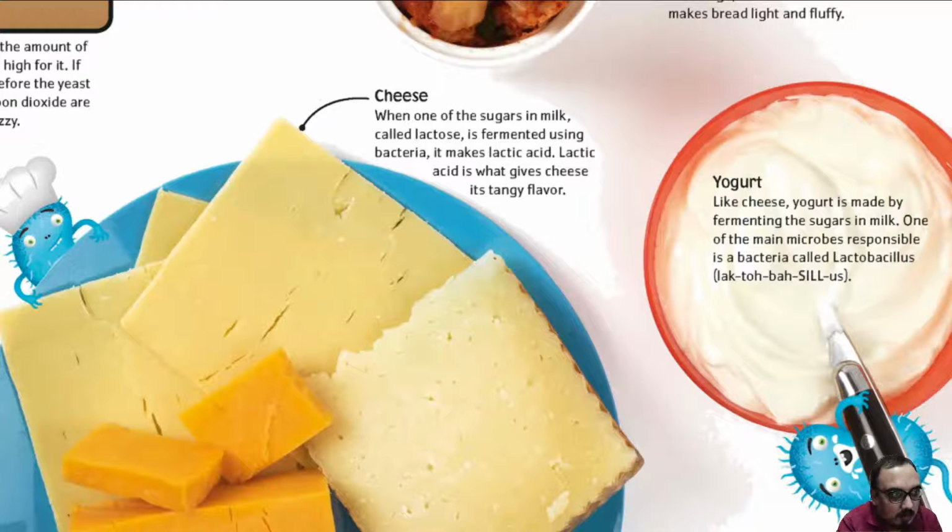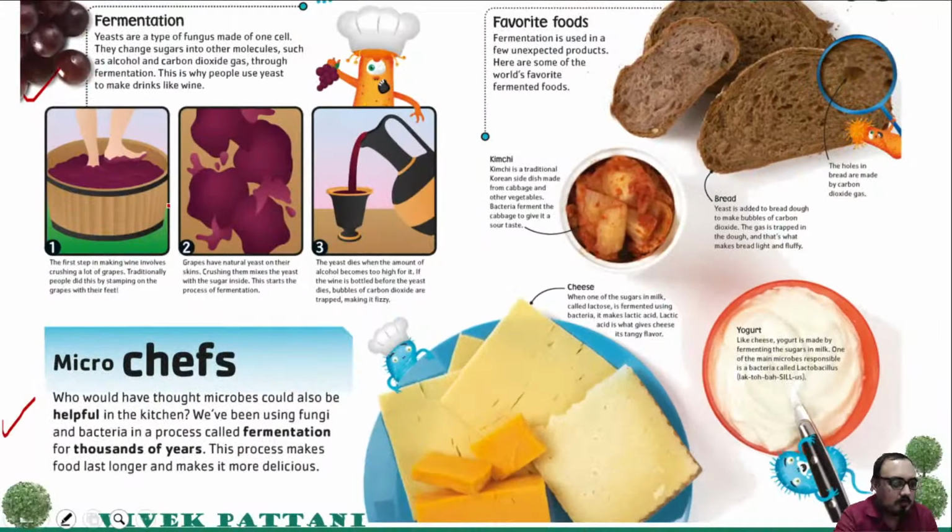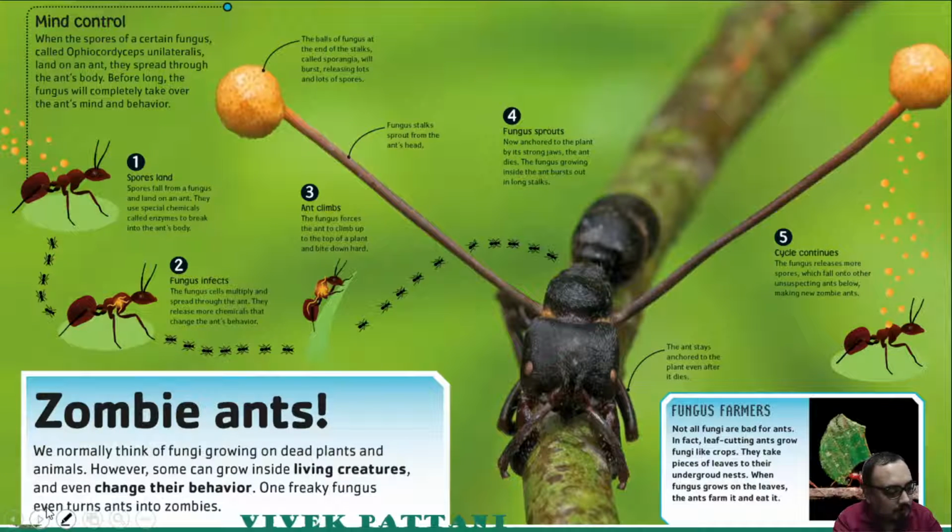Next comes cheese. When the milk sugar called lactose is fermented using bacteria, it makes lactic acid, and lactic acid is what gives cheese its tangy flavor. As well as that, in the aging of cheese, some of the fungi and yeast are also used.